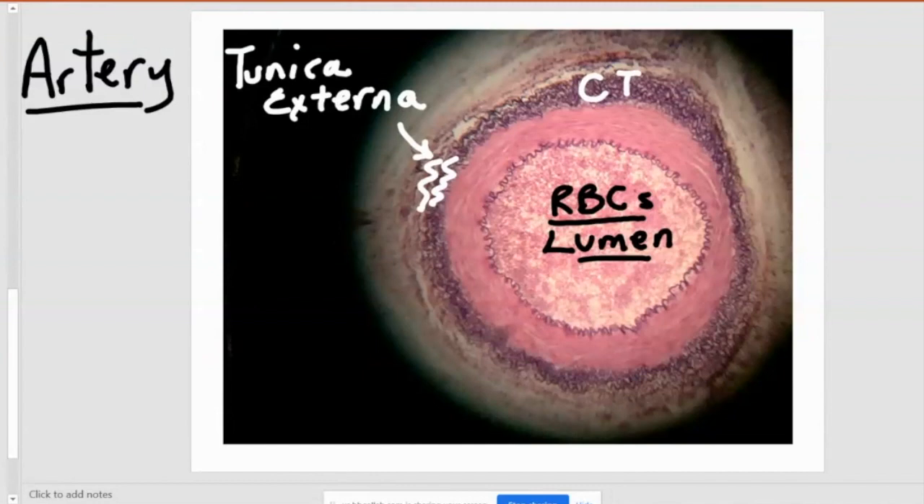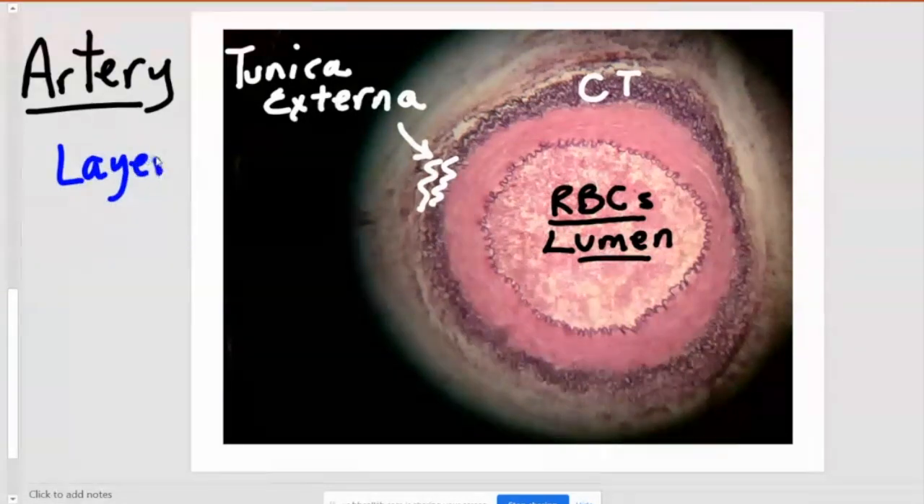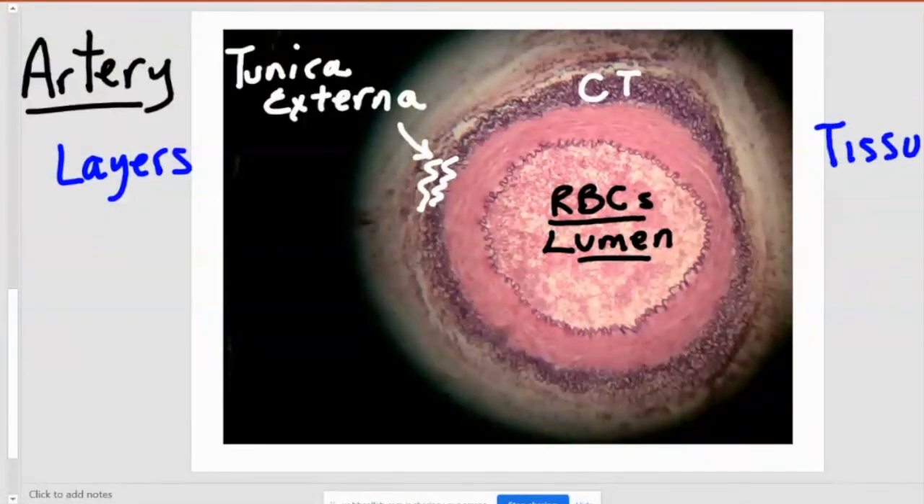So the way that it'll go on test day is I'll show you this picture or the picture of a vein. I'll point to a layer, and I'll either ask you to name the layer or to tell me the tissue type. So you'll either name the layer or the tissue type. So over here, you'll see the name of the layers. And on the picture itself, I will do the tissues. Okay.